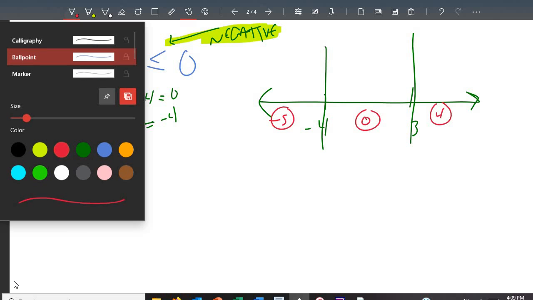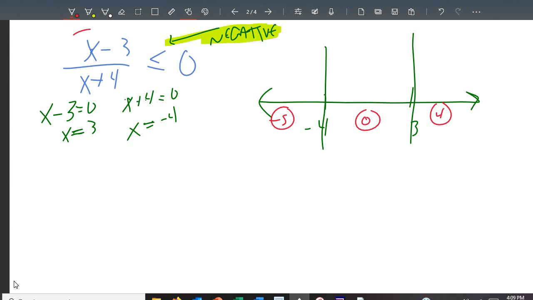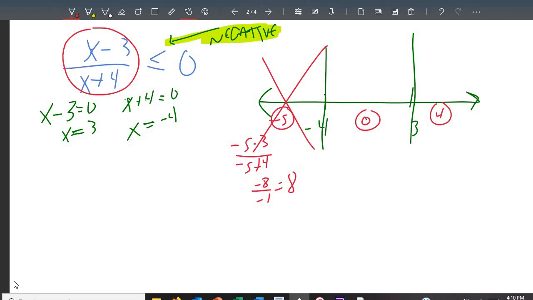Plug these numbers in right here. This is where we're going to plug them. Negative 5 minus 3 over negative 5 plus 4, that gives me negative 8 over negative 1, which is positive 8. Now, I want to be a negative 8. This gives me positive 8, so we scratch this region out.